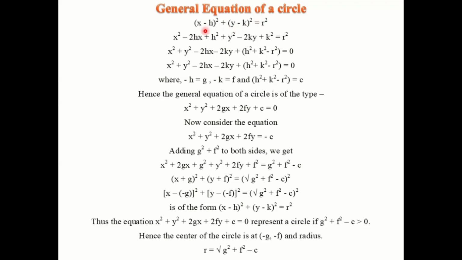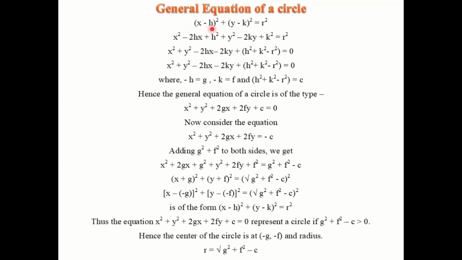Now we are going to simplify. That means we have to find the expansion of (x minus h) squared, which will be x square minus 2hx plus h square, plus the expansion of (y minus k) squared, which is y square minus 2ky plus k square, equal to r square. Here only we expand the brackets, the squares of (x minus h) and (y minus k).